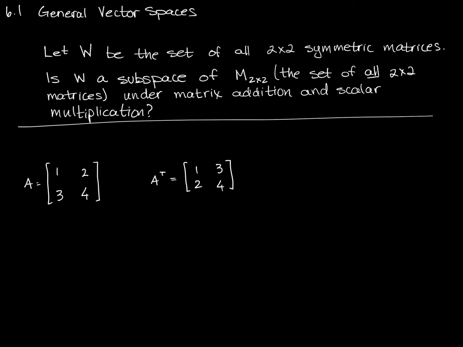So A is not a symmetric matrix, right? Because these two things are not equal. Notice that these two numbers, when you form a transpose, don't change. So it doesn't matter what goes in those two positions. What changes around is these two numbers here.